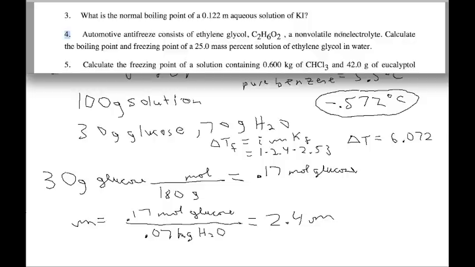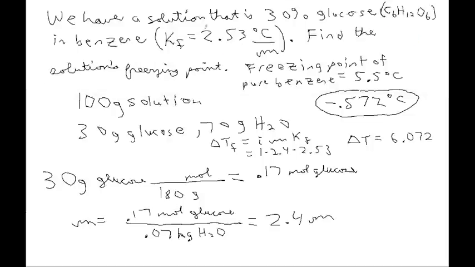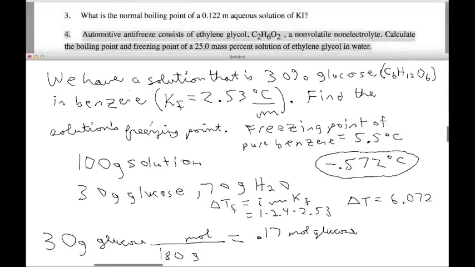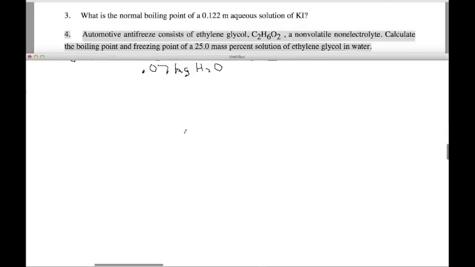Well, let's try number four. Automotive antifreeze consists of ethylene glycol, a non-volatile, non-electrolyte. Calculate the boiling point and freezing point of a 25 mass percent solution of ethylene glycol in water. So they want both the boiling point and the freezing point. So I guess we'll work on the boiling point first.